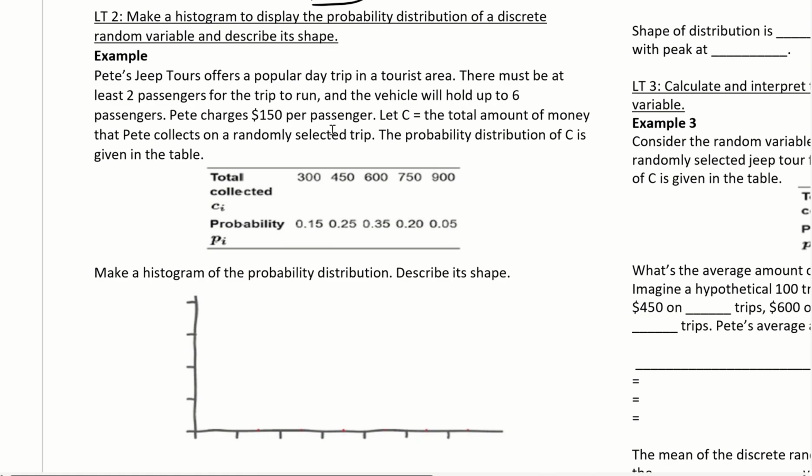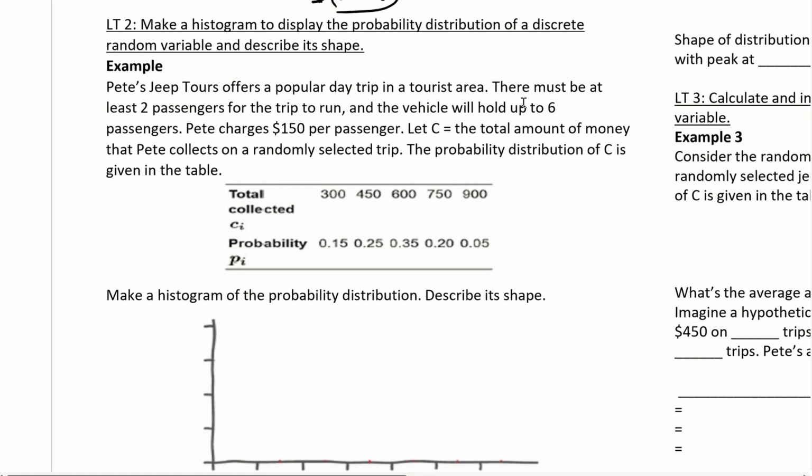Just quickly summarizing that. So now learning target 2: make a histogram to display the probability distribution of a discrete random variable. Pete's Jeep Tours offers a popular day trip in a tourist area. There must be at least 2 passengers for the trip to run, and the vehicle will hold up to 6 passengers. Pete charges $150 per passenger.